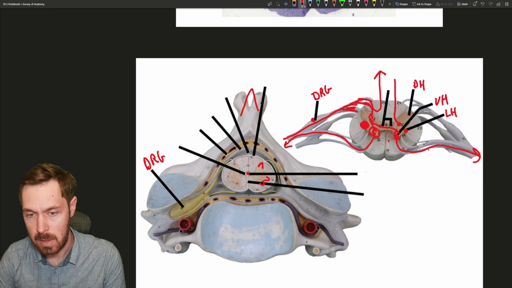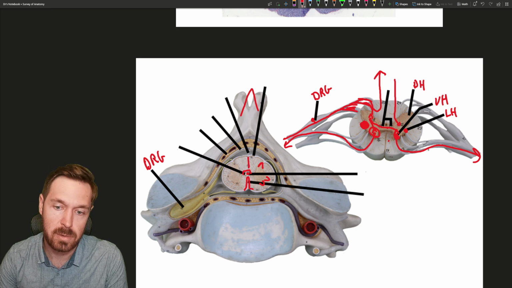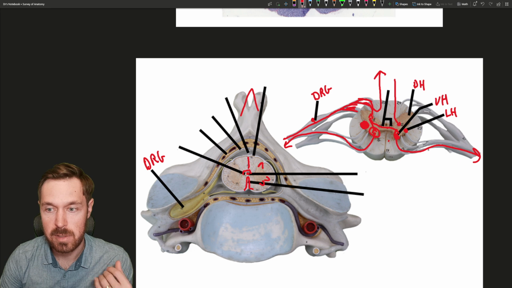Okay, now let's look at the structure inside here. Over here, I have the central canal, and then here's the gray commissure again. You got the different horns. This is the ventral median fissure, so it's a little deep, and this is the dorsal median sulcus, not labeled on this.